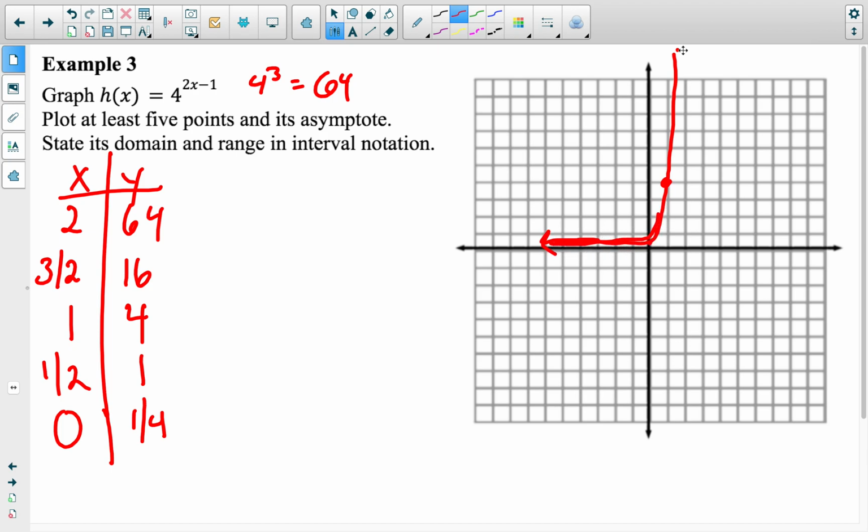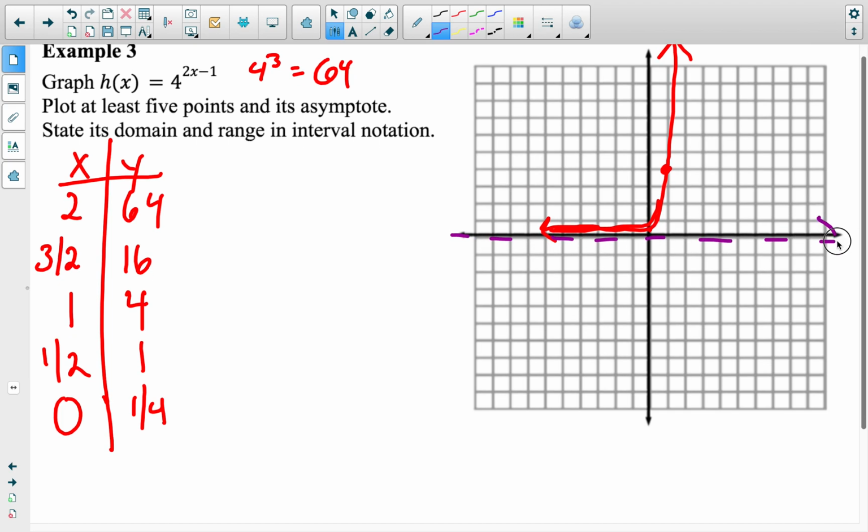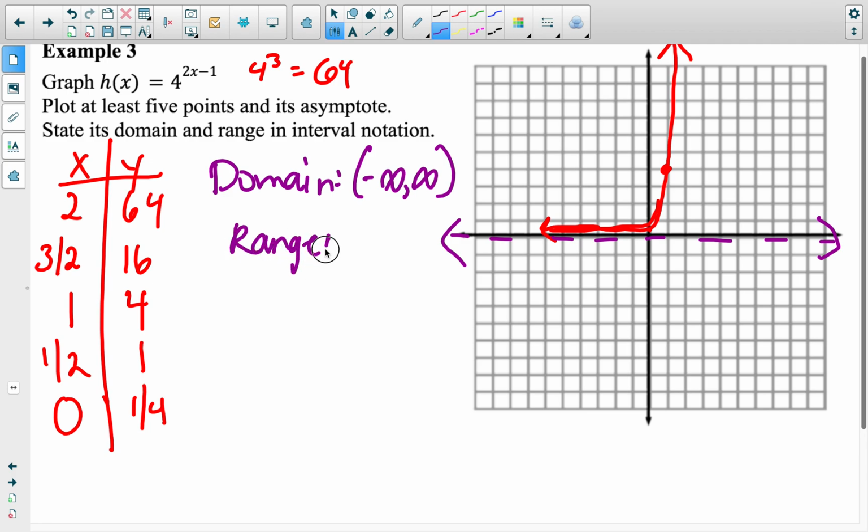I'm not going to go through it like that. We have our asymptote. That is, again, the x-axis. We're approaching it, but we're never touching it. So our asymptote is y equals 0. Domain, again, is going to be all real numbers. Our range, looking at this, would be anything that's positive, not including 0.